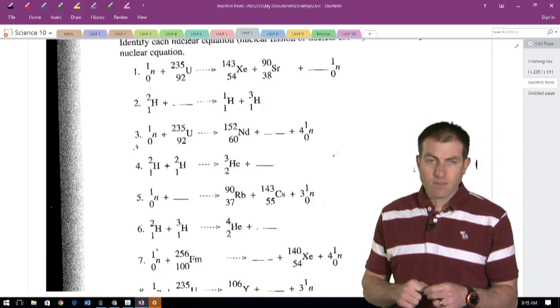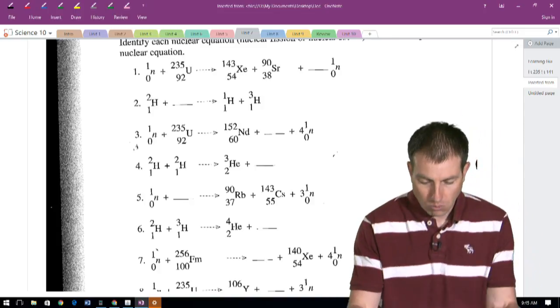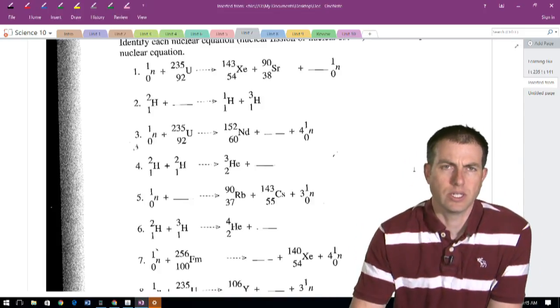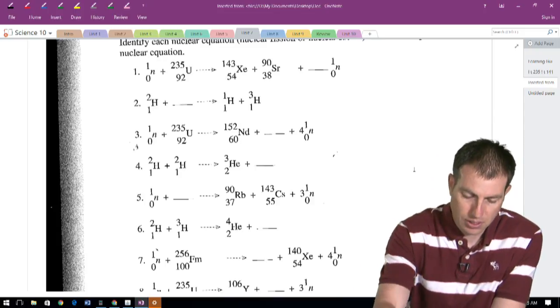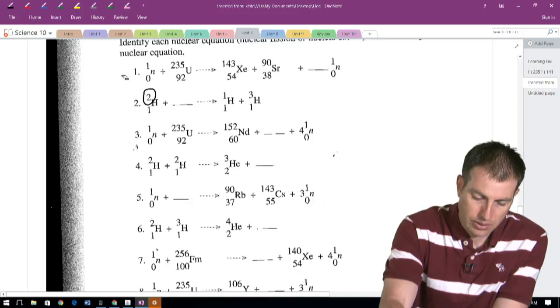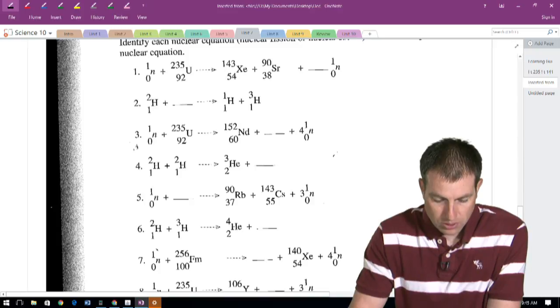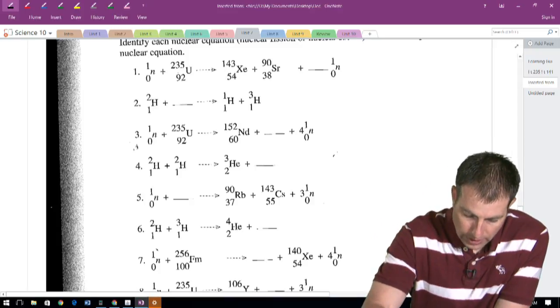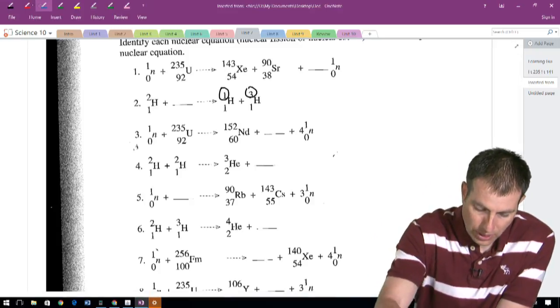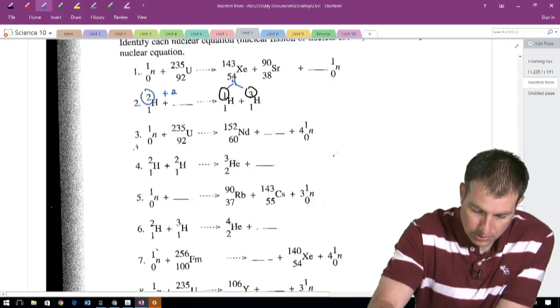And number 2 is a fusion reaction. So H hydrogens, normally hydrogen is just one proton and one electron. That's what hydrogen is. But in this case, we have hydrogen with a neutron, and that's called deuterium. And that's a special isotope of hydrogen, not very common. So I need to do the math. Over here on the right, I have 1 and 3. So together that gives me 4. Over here I have 2 plus something gives me 4. So I know it's a 2 because 2 plus 2 is 4.